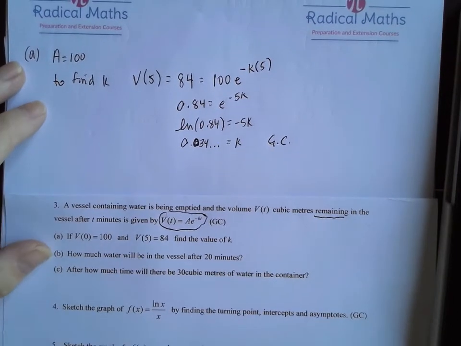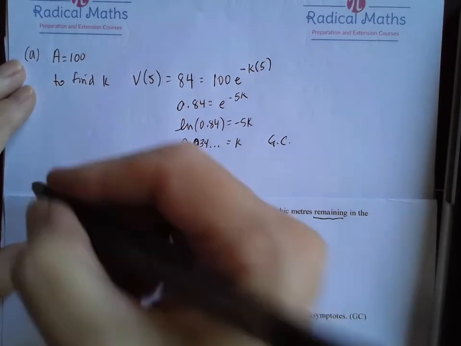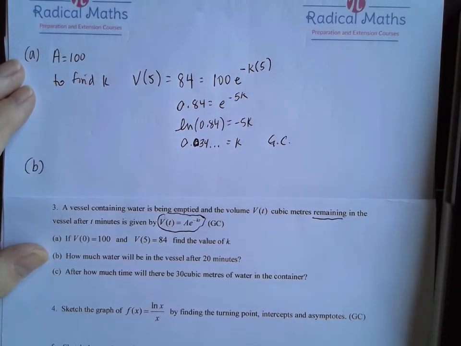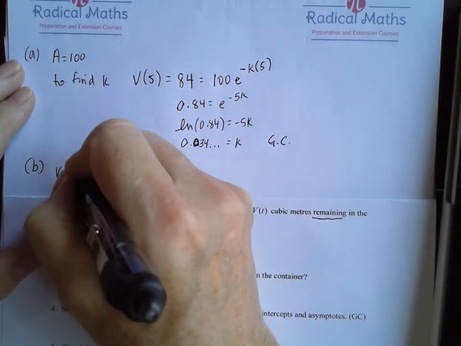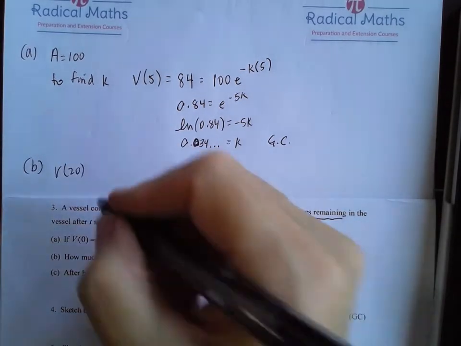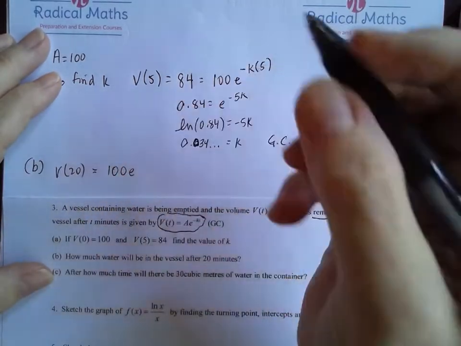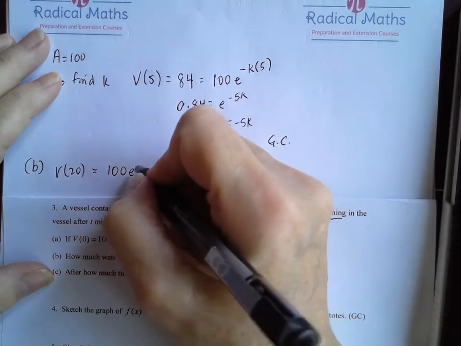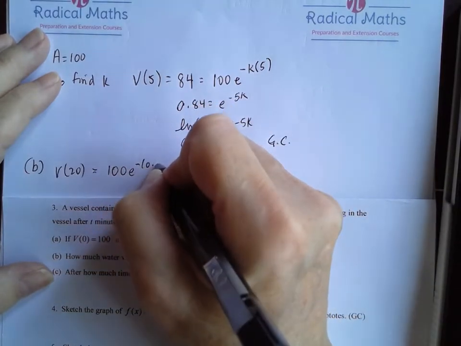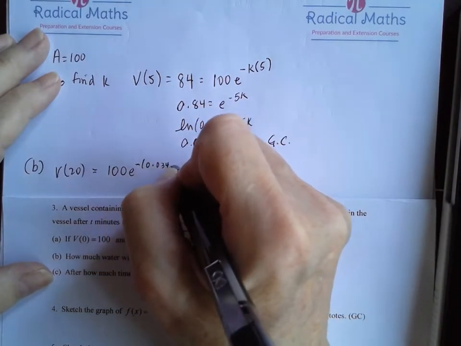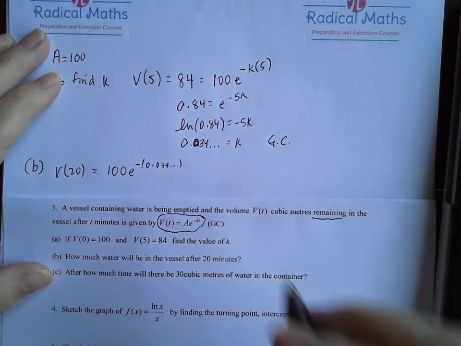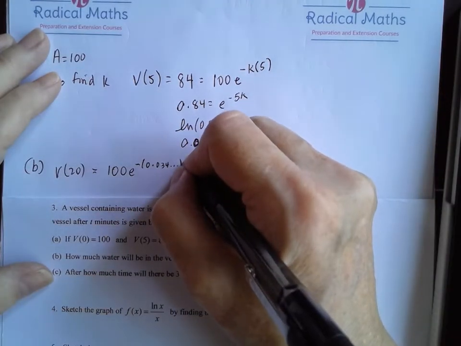All right, now in part B it says how much water will be in the vessel after 20 minutes? Pretty easy question. And so I say, okay, I want V of 20 this time. I want to know what that is. And so I've got 100 e to the negative, and that's where I'm going to put my 0.034..., and t this time is 20 minutes because that's what they want me to find.